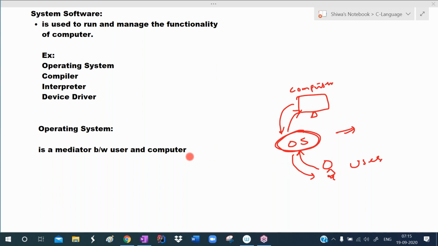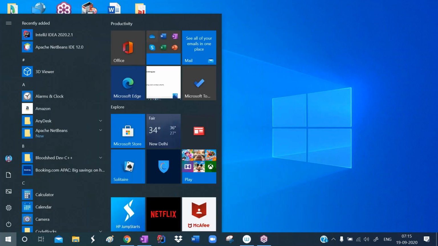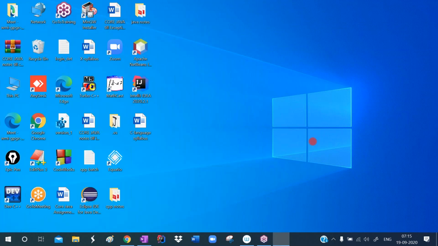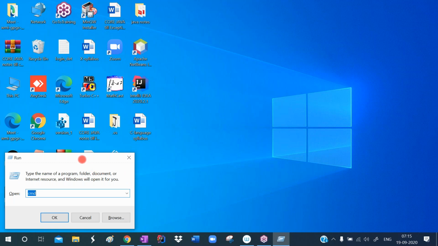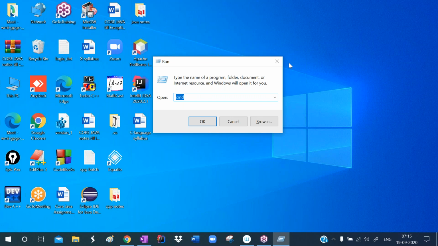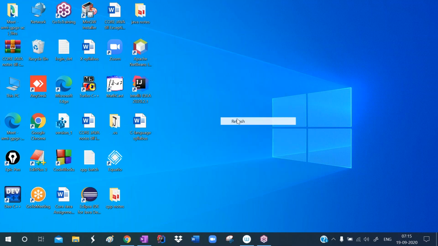See, I'm pressing the Windows button in the computer. Observe carefully here. That is displaying a menu. Who is providing this menu to us? Operating system. I am pressing Windows R. That is displaying the run option to me, the Run dialog box. Who is providing this dialog box? Operating system. So with the help of the operating system only, I'm communicating with the computer now.